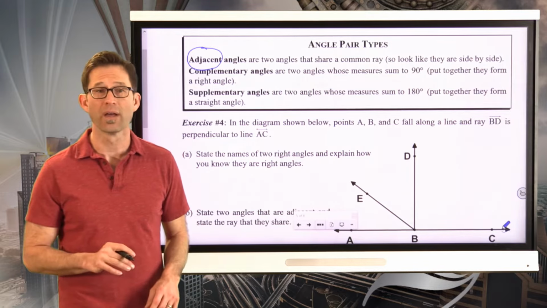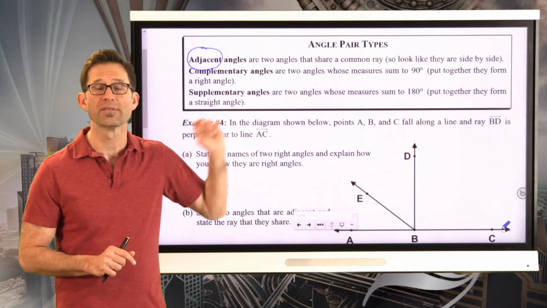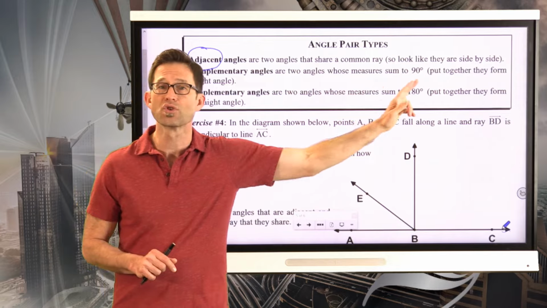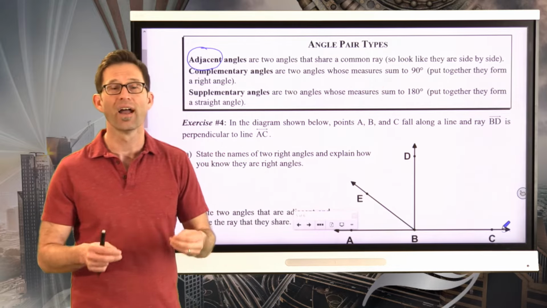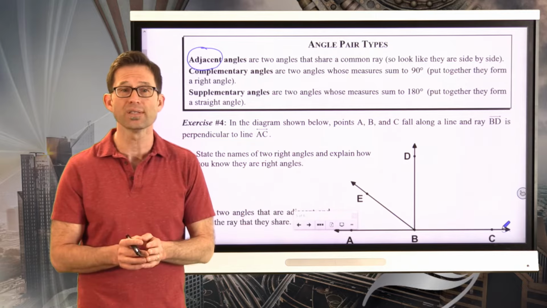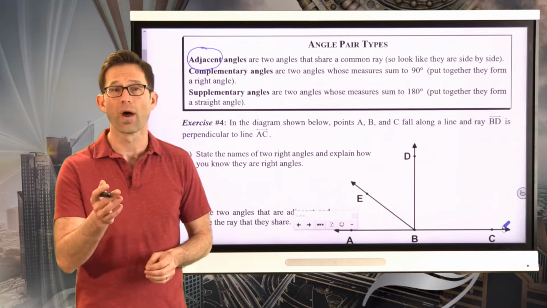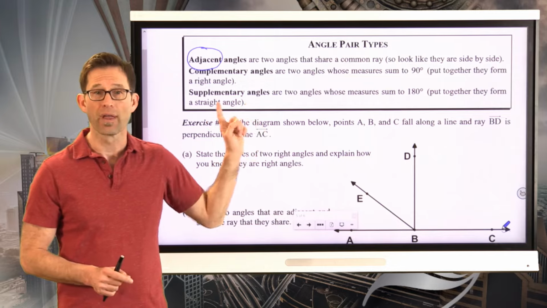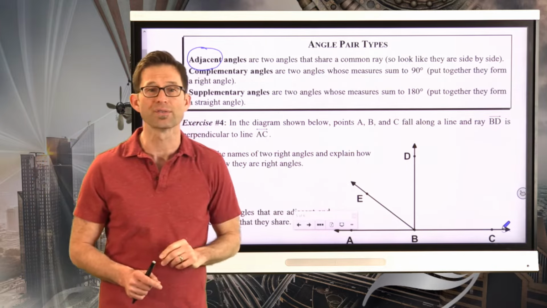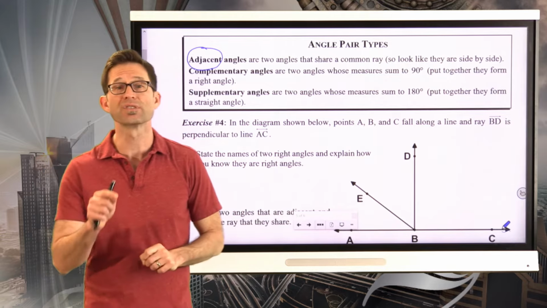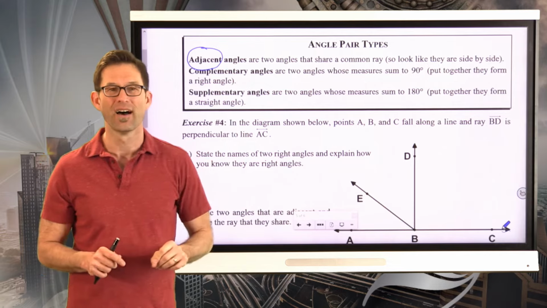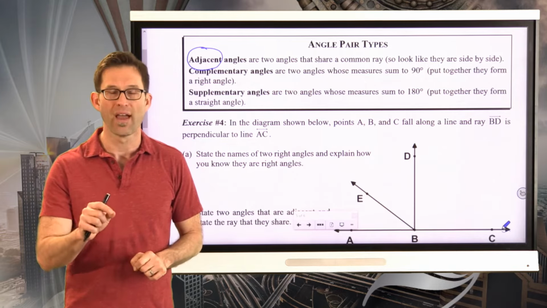Now, two other types of angle pairs that are important are complementary and supplementary angles. Complementary angles are two angles whose measures add up or sum to 90 degrees, meaning that if you put them side by side, if they were sitting adjacent to each other, they'd form a right angle. Supplementary angles, on the other hand, are two angles whose measures add up to 180 degrees, which means that if you had two supplementary angles that were adjacent, sitting side by side, they would form a straight angle.